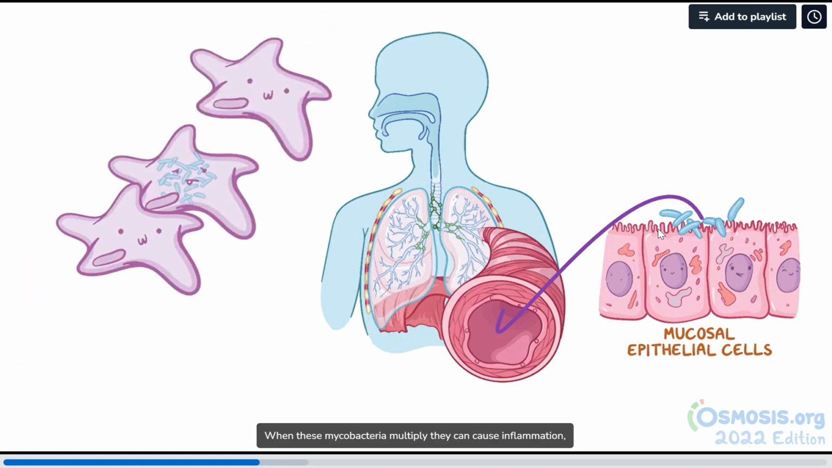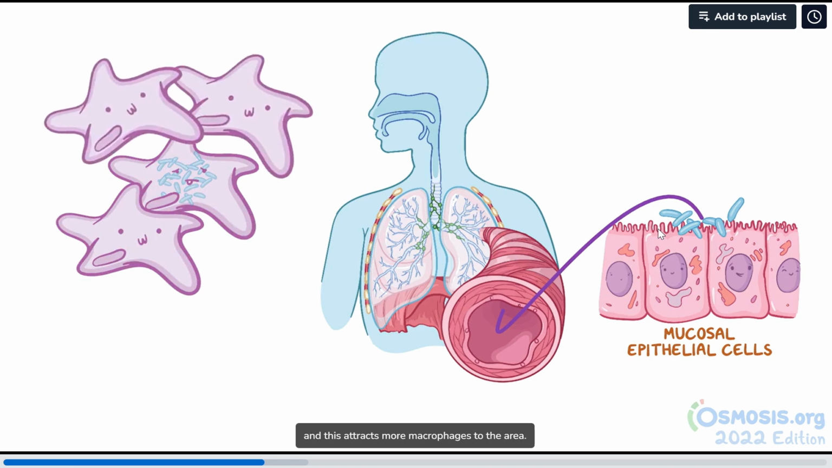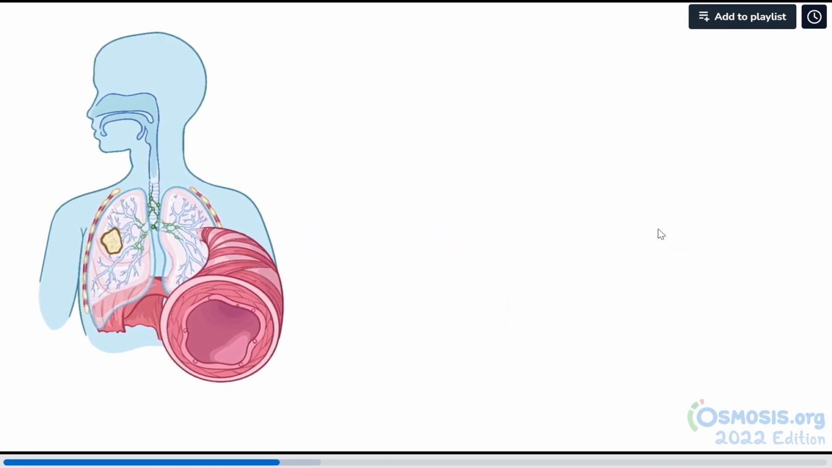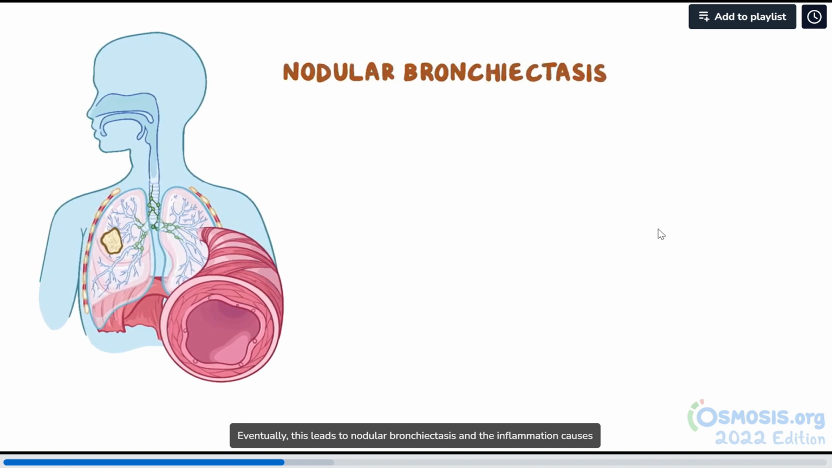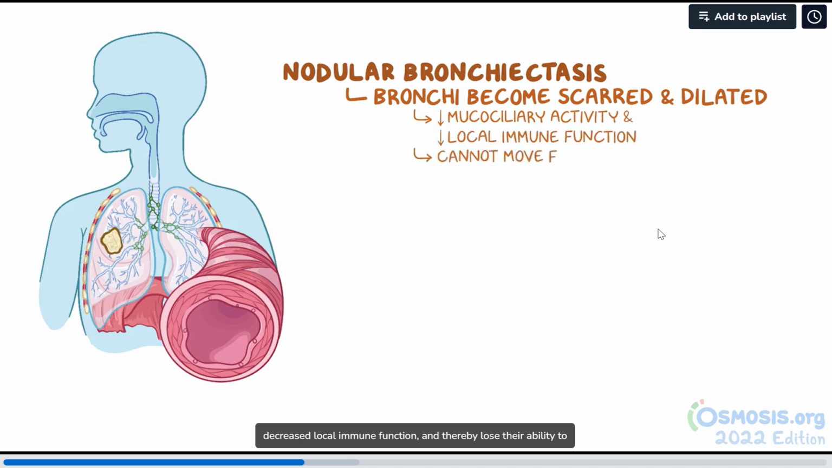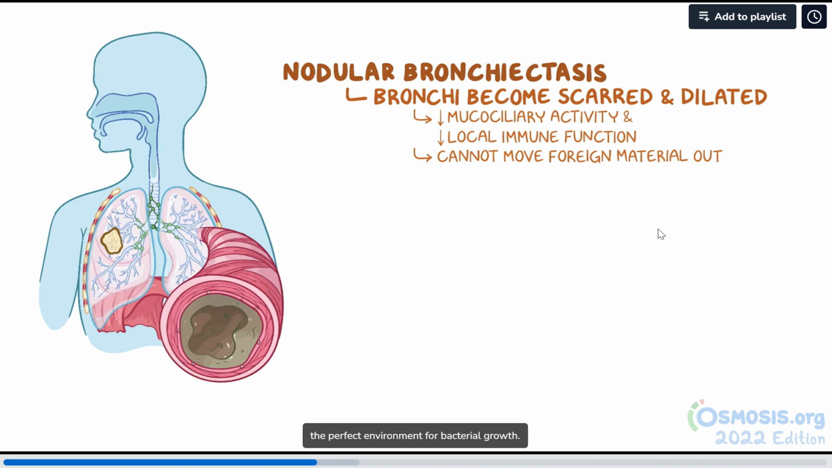When these mycobacteria multiply, they can cause inflammation, and this attracts more macrophages to the area. They try to quarantine the invaders by forming granulomas, and as these grow bigger, they form nodules. Eventually, this leads to nodular bronchiectasis, and the inflammation causes damage to the bronchi, which become scarred and dilated. The damaged bronchi have diminished mucociliary activity as well as decreased local immune function, and thereby lose their ability to move foreign material out of the lungs. So, mucus can collect in these dilated areas, making it the perfect environment for bacterial growth.